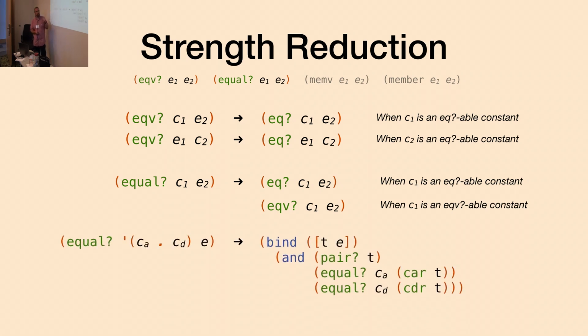But it actually works just a little bit harder. And it says, if the thing that you handed me as your constant was a pair, as opposed to an EQable or an EQVable constant, where a pair is not, then look inside that pair and recur through the elements of that pair to see if I can completely get rid of this call to equal by turning it into a series of ands and comparisons with EQ or EQV.